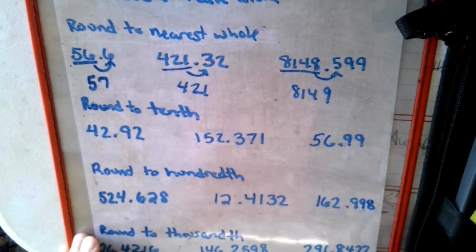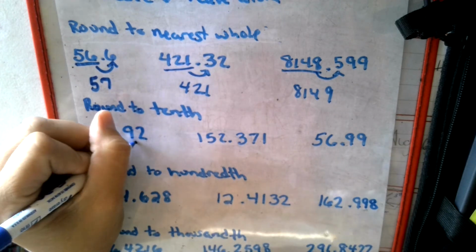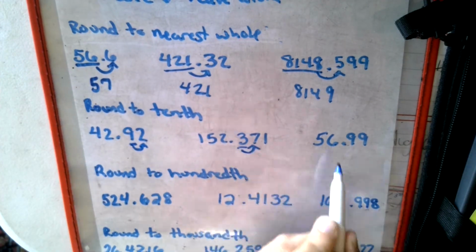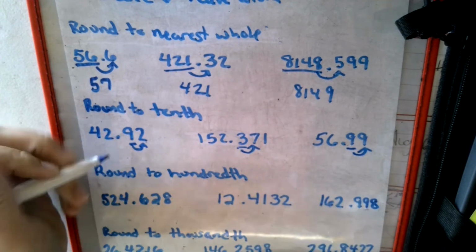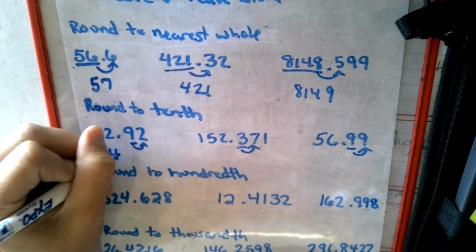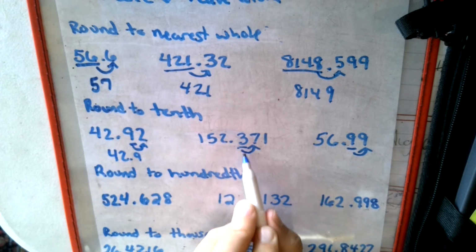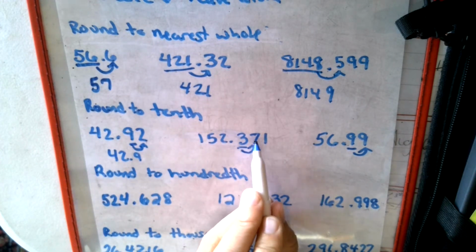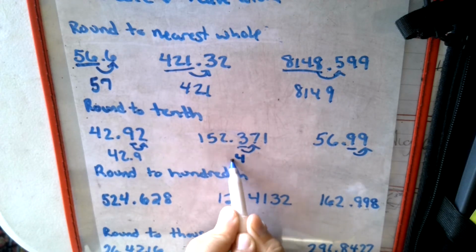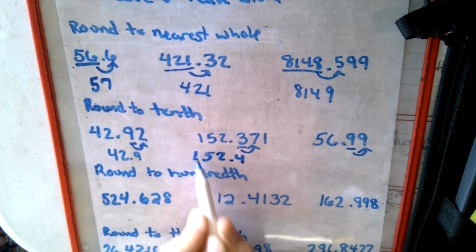Okay. Rounding to the nearest tenth, we find the tenth digit, we underline it, and we look to the right. So we're just going to do that on each of these. So 9 looks to the 2, and the 2 says, leave me alone. So it becomes 42 and 9/10. 3 looks to the 7, and the 7 says, make me bigger. So the 3 becomes a 4, and everything in front of it stays the same.